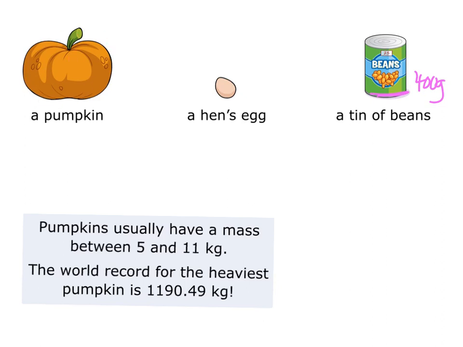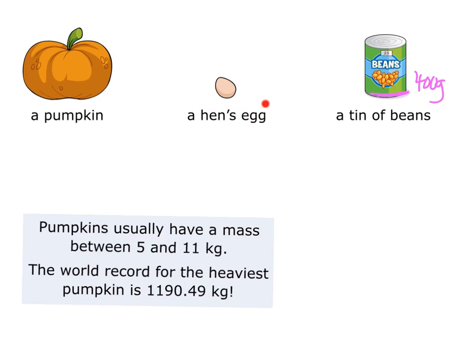A pumpkin obviously is much heavier than a tin of beans. So pumpkins are usually weighed in kg. Some of them have a mass between 5 and 11 kg. However, the world record for the heaviest pumpkin is over 1,000 kg. So I don't think we'd be carrying that home in our shopping bag.